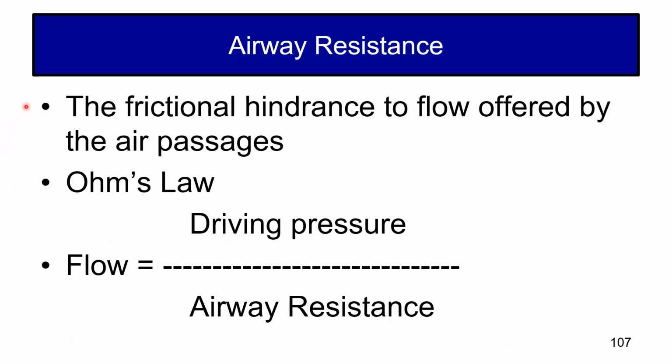The airway resistance is the frictional hindrance to the flow offered by the air passages. It is governed by Ohm's law, which states that flow is directly related to driving pressure while inversely related to airway resistance. And therefore, the higher the airway resistance, the lower will be the flow of air.